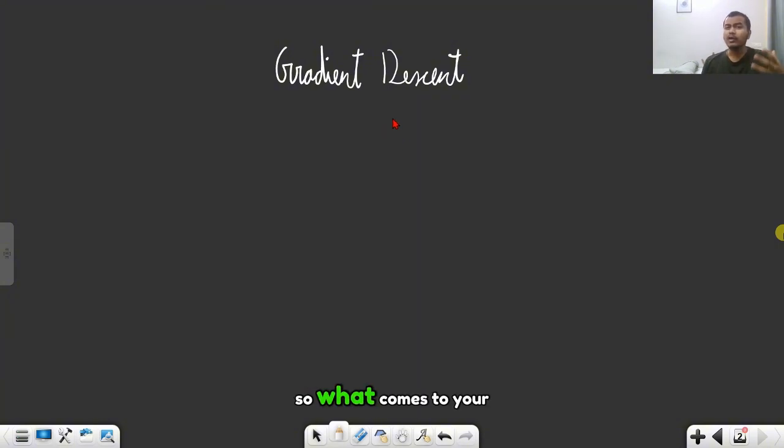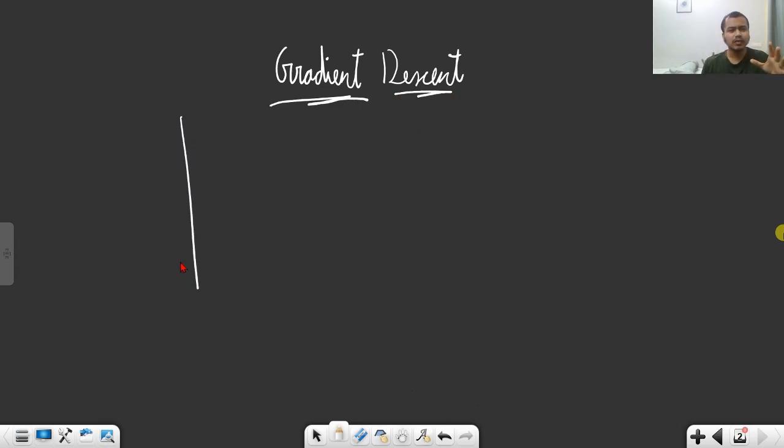So, what comes to your mind by the name of this gradient and descent? Something related to graph, functions? Yes, you're absolutely right.